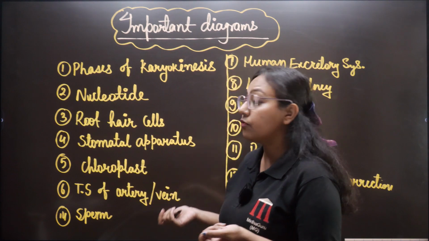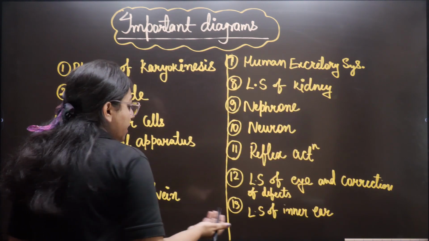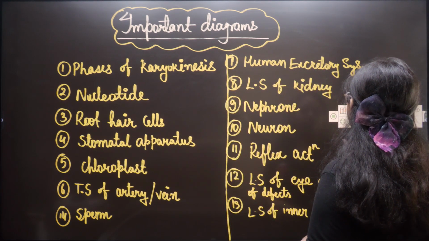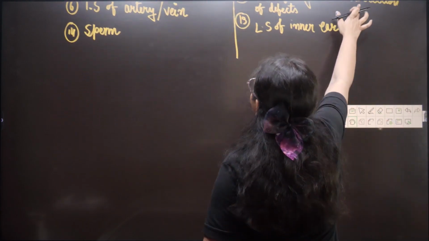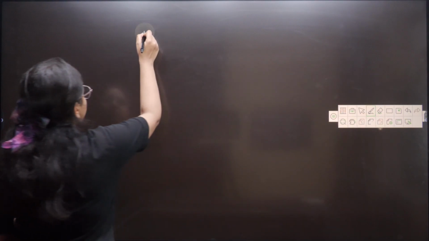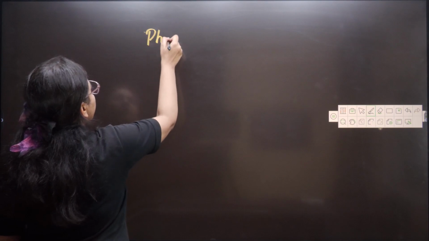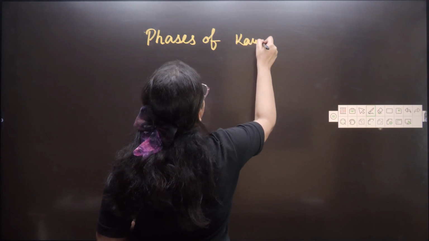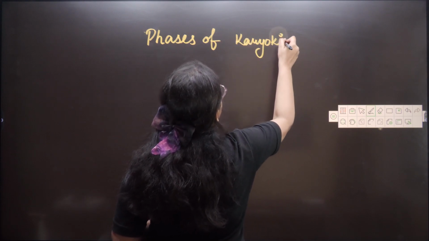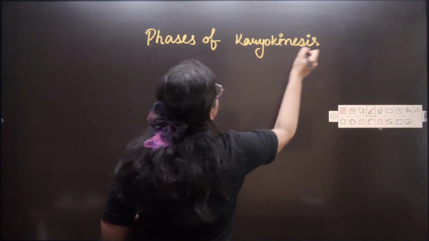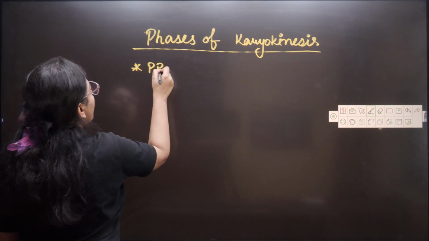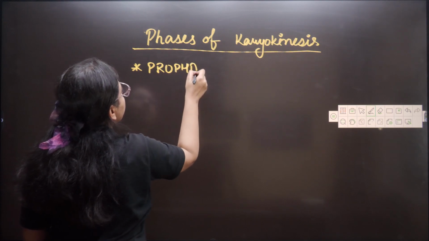So let's start. We don't have to waste our time. Let's see how many diagrams we are going to make. First of all, we'll start with phases of karyokinesis. In phases of karyokinesis we have 4 phases. I told you that first is the prophase, so that we are going to draw first.